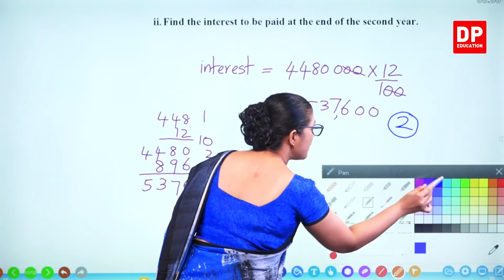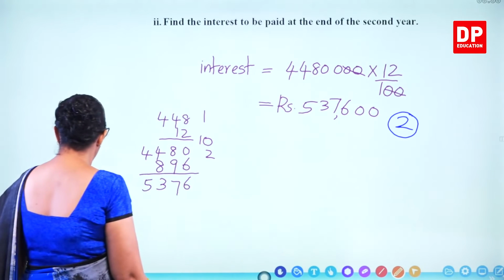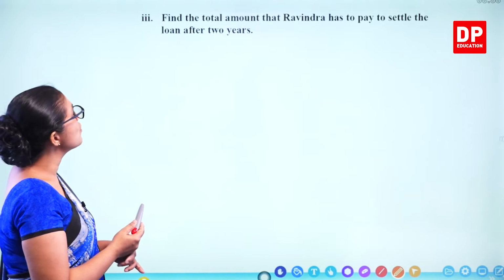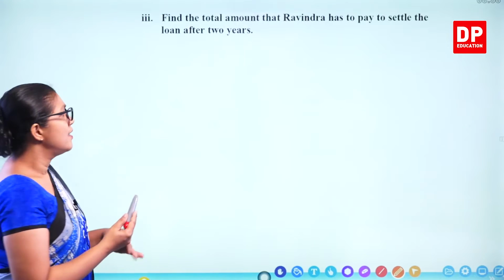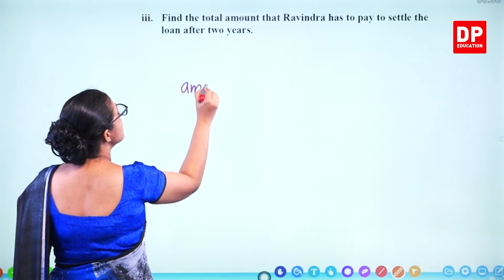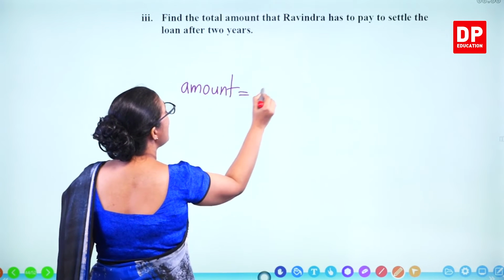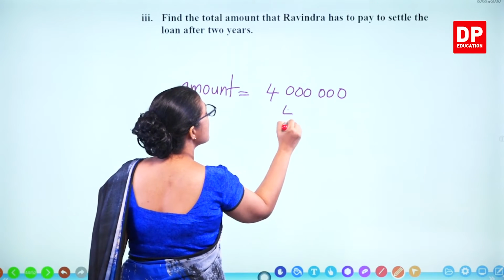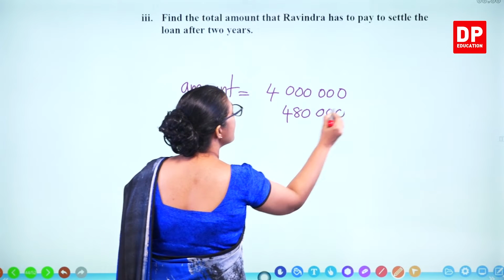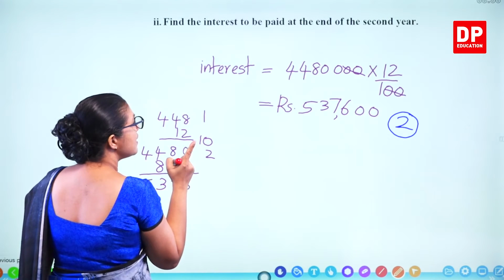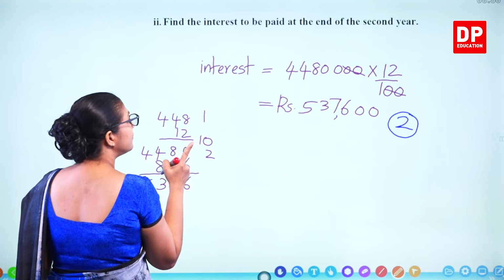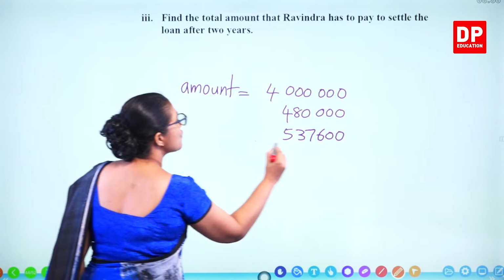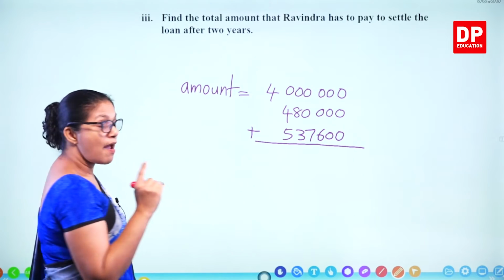Now we'll look at the third part. Find the total amount that Ravindra has to pay to settle the loan after 2 years. So the amount is the initial value, 4 million, and the interest after first year, that's 480,000, and 537,600 is the interest for the second year. So you have to add everything together.